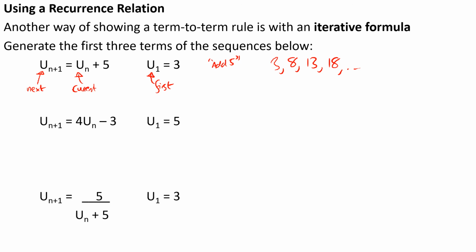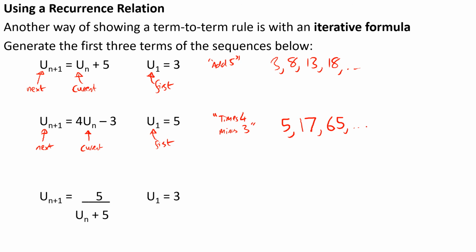Okay, what about this second one? So to get the next term, you do 4 times the current term, and you take away 3. So our rule here is times by 4 and then minus 3. And again, our first term is 5. So 5 times by 4 minus 3 is 17. Times by 4 is 68 minus 3 is 65. And there's our first three terms.